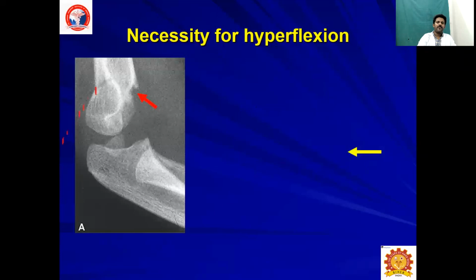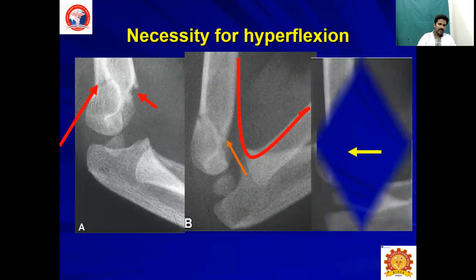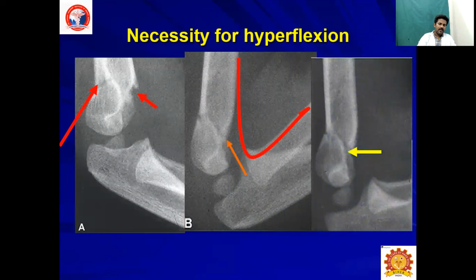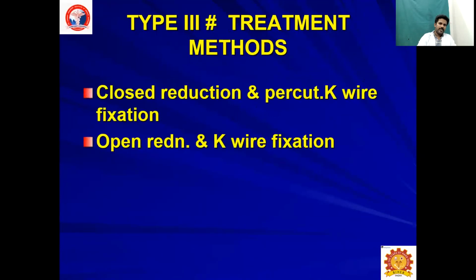Necessity of hyperflexion, that is very important. If it is extended, it must always be hyperflexed, so that the distal fragment sits aligned with the proximal fragment. So hyperflexion is important in this case.